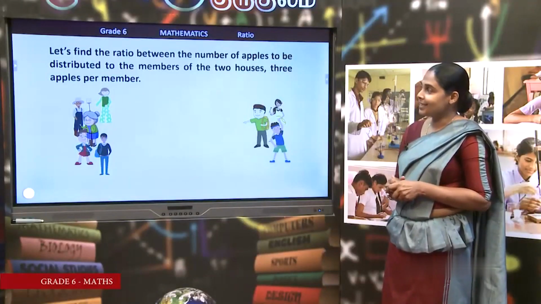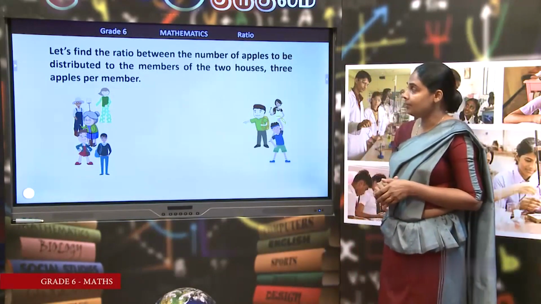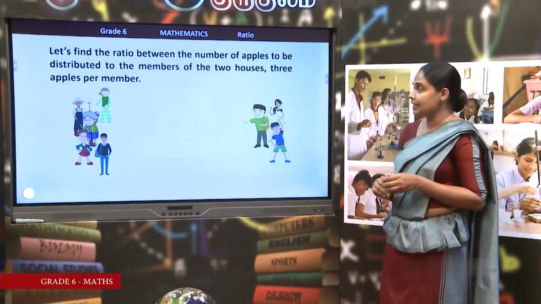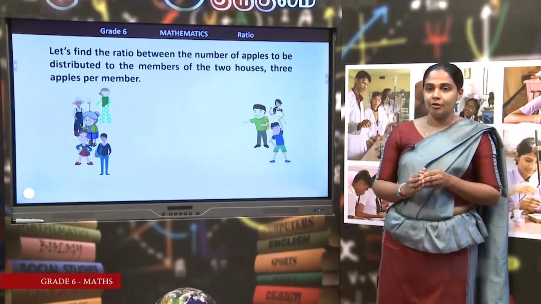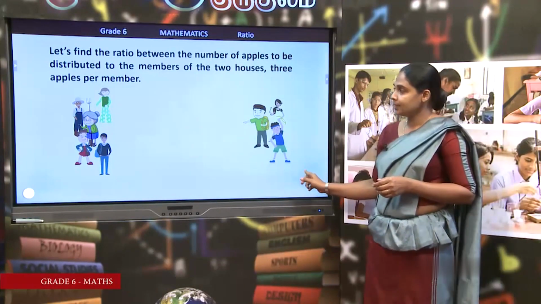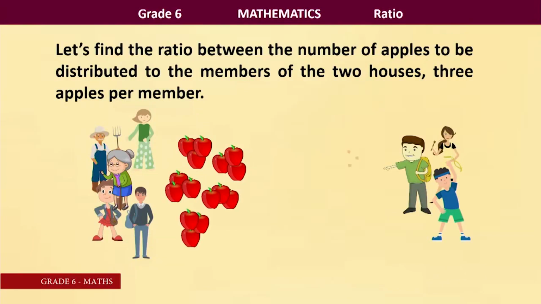Let us find the ratio between the number of apples to be distributed to the members of the two houses, 3 apples per member. How can we divide? This 3 for mother, another 3 for grandmother, for grandfather, for father and for Isha. Then in the other family, in the same way, apples are distributed for father, for mother, for son. Now count the number of apples.